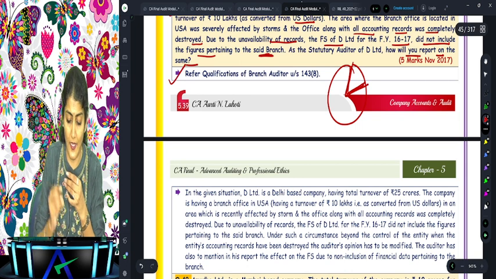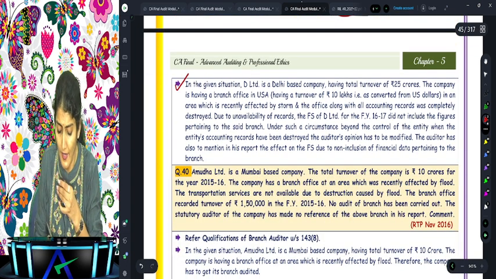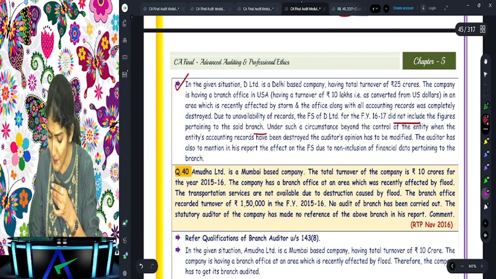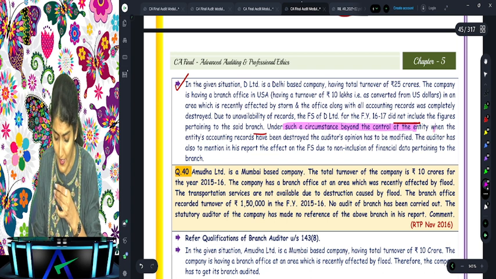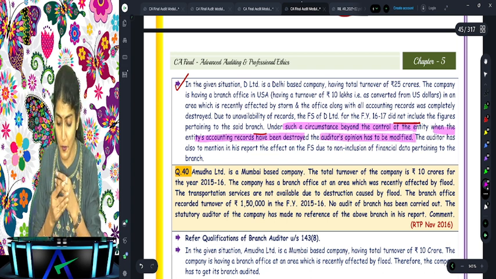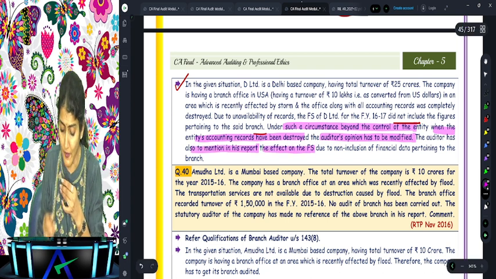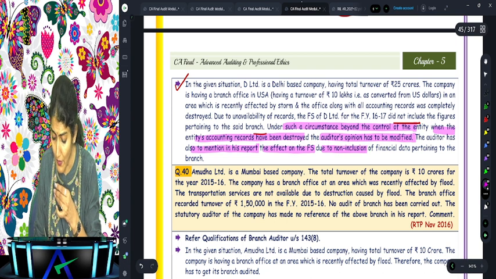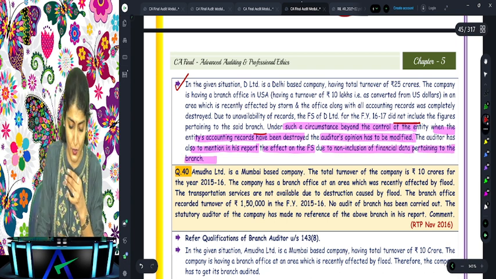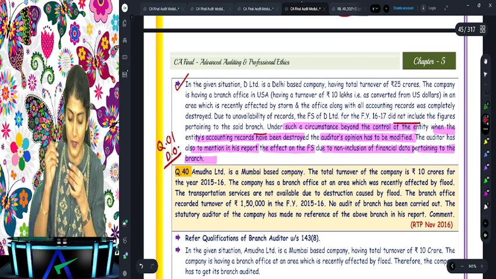Right, so first you write down the qualifications for the branch auditor. Then in the given case, what does it say? It does not include the information regarding the branch. Under such a circumstance, which is beyond the control of the entity, when the accounting records have been destroyed, the auditor's opinion has to be modified. The auditor also has to mention in his report the effect on the financial statements due to the non-inclusion of financial data pertaining to the branch. That means it's a limitation on scope. It could lead to a qualified or a disclaimer of the opinion.